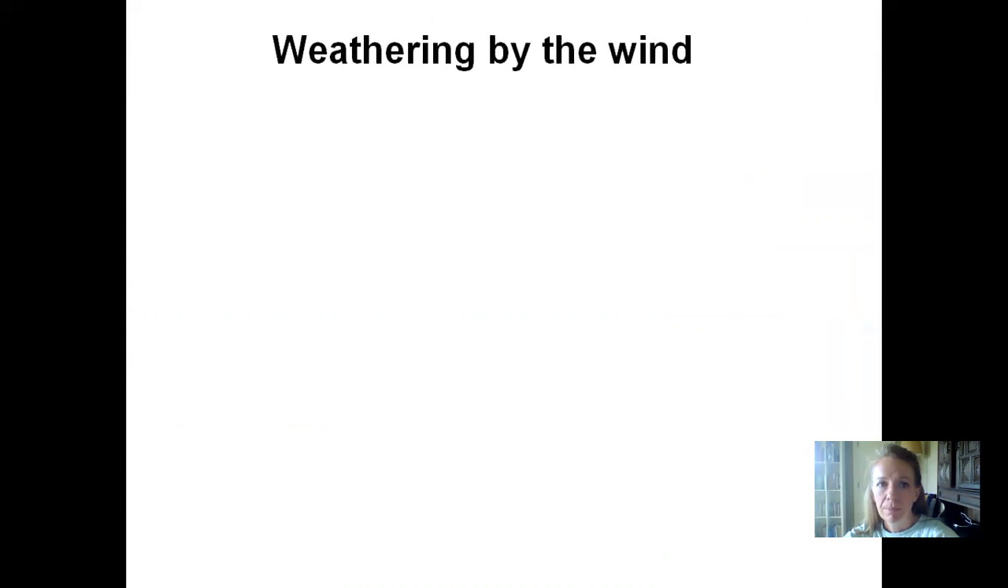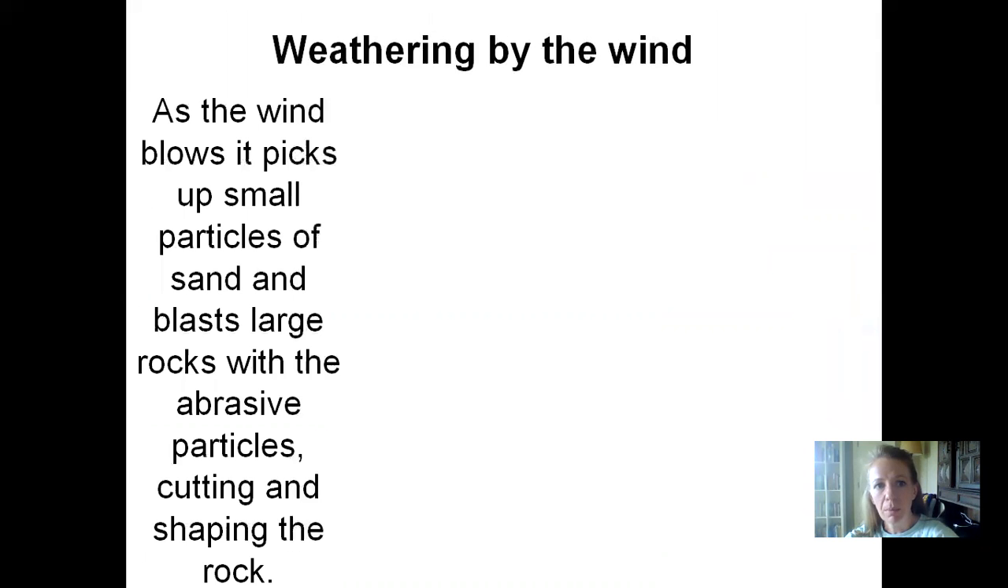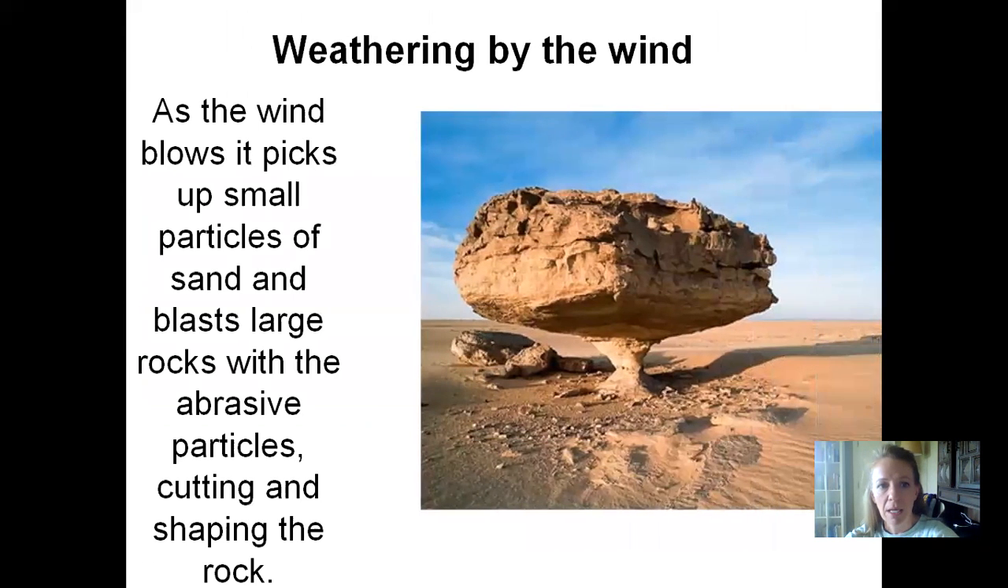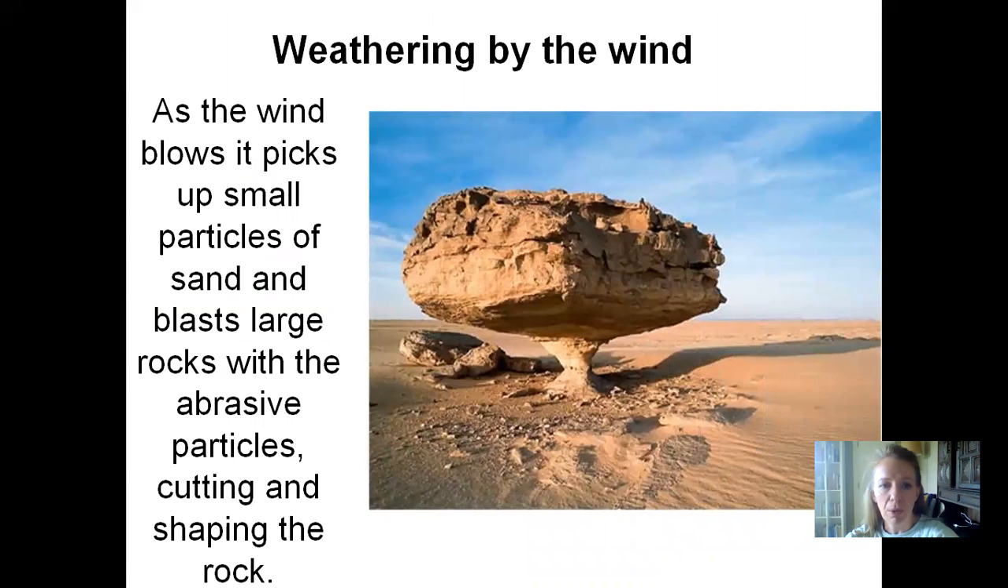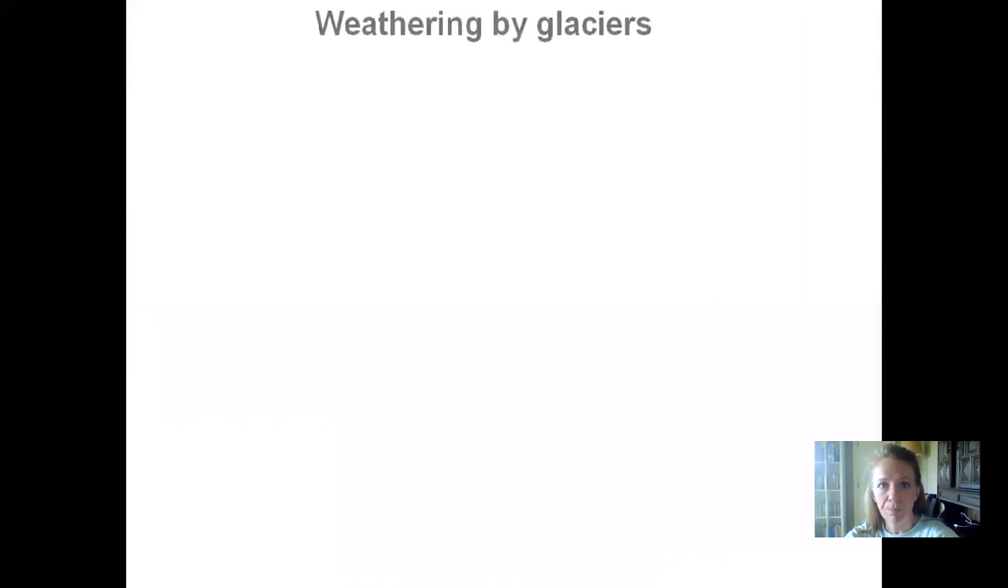Weathering by wind. As the wind blows, it picks up small particles of sand and blasts large rocks with the abrasive particles, cutting shapes into the rocks. This particular rock was larger at the base at one time, but the sand around it caused the abrasion and made it go smaller.